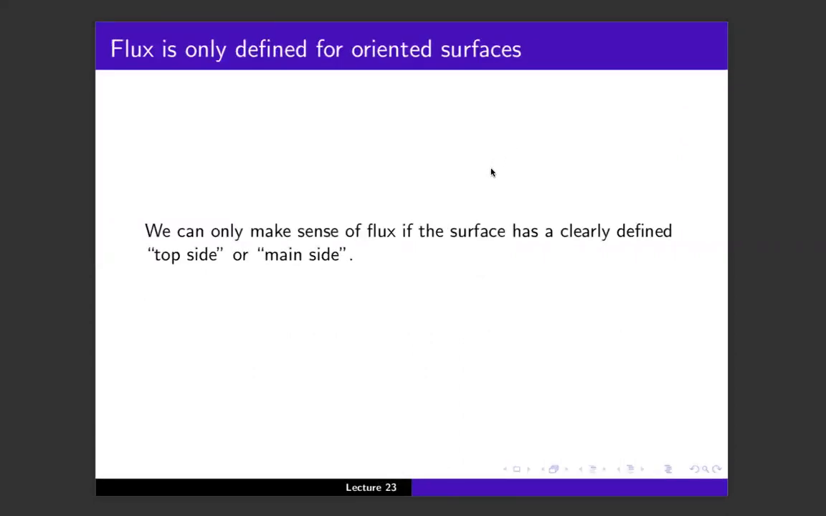Now an important thing to bear in mind here is that flux as an integral means that you're going from one side of the surface to the other, which means that implicit in that characterization is the notion that your surface has to have some clearly defined notion of a side, like a top side or a main side in some respect. So what does that really mean? Well, it means that your surface has to be oriented. Your surface has to have two different sides to it.